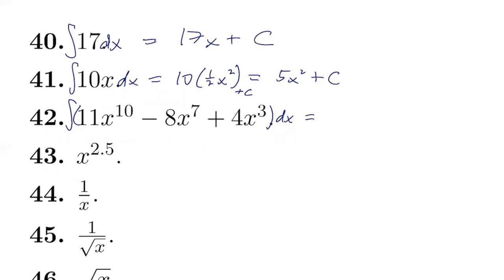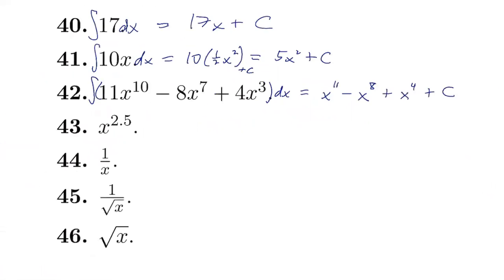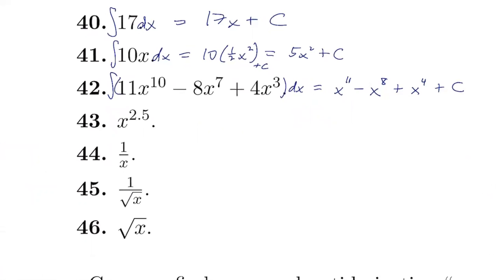Move it over a little bit. x to the 11th. Similarly, for the x to the 7th term, if we take x to the 8th and differentiate that, we get 8x to the 7th. So that's right. And 4x cubed, well, when we differentiate x to the 4th, we get 4x cubed. So there you go, that's the answer there: x to the 11th minus x to the 8th plus x to the 4th plus c.